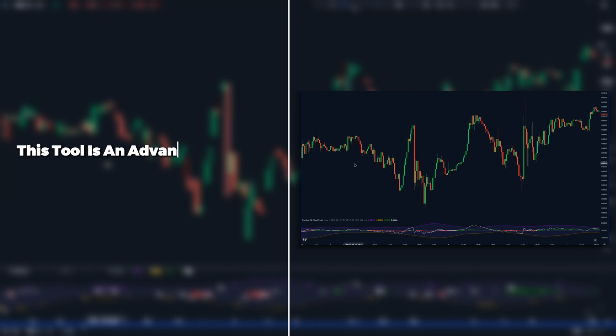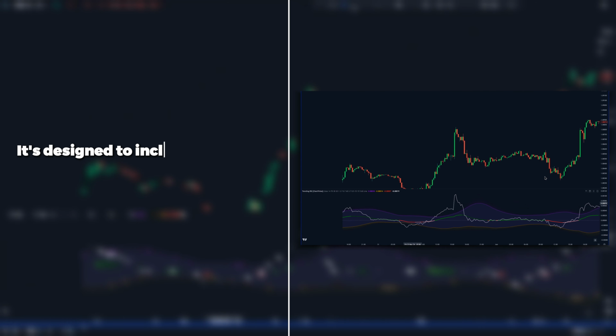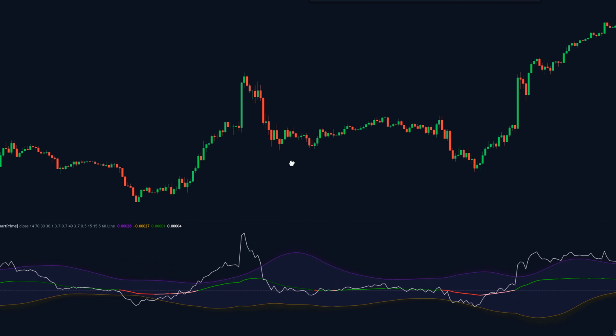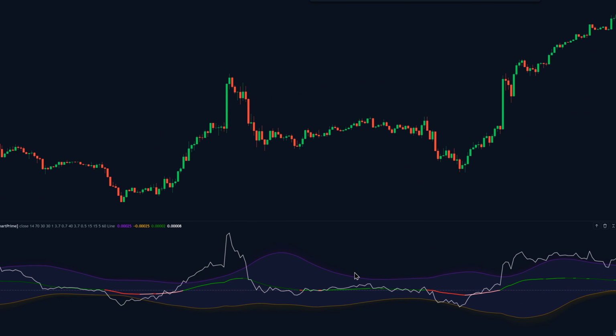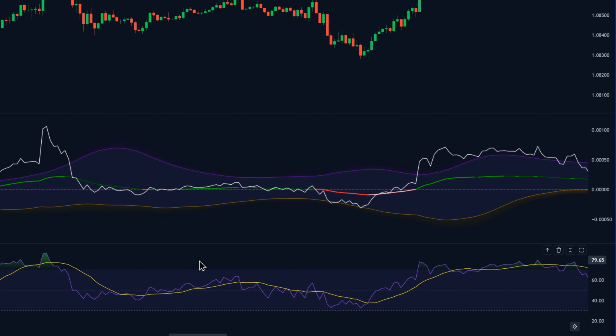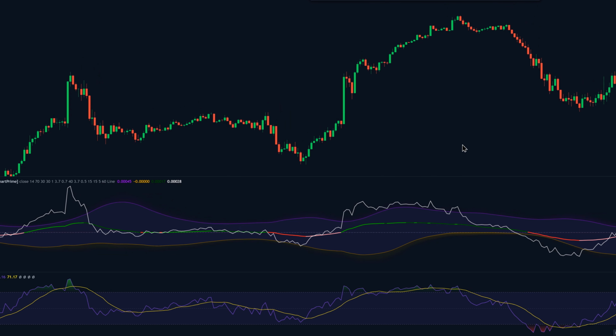This tool is an advanced version of the traditional RSI indicator. It's designed to include trend information, which the conventional RSI actually lacks. This new indicator is considered better than the traditional RSI because the traditional RSI ranges between 0 and 100, but often fails to explain why prices continue to rise or decline during overextended periods. But this new indicator actually integrates trend information into the RSI, transforming it from a normalized oscillator bound between 0 and 100 to a centered oscillator with bands.